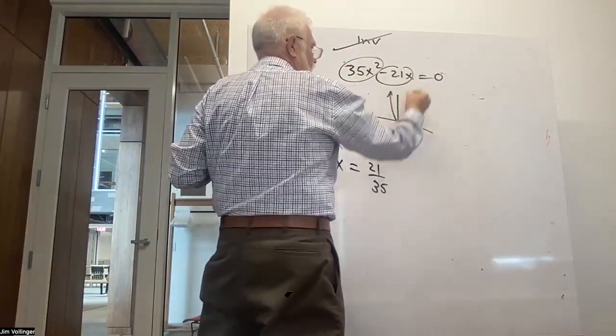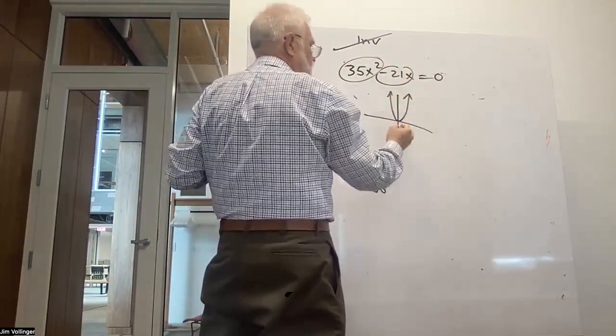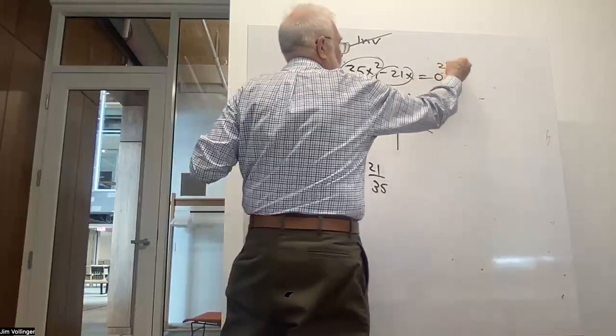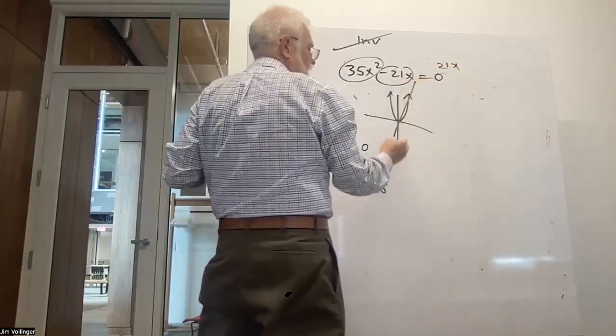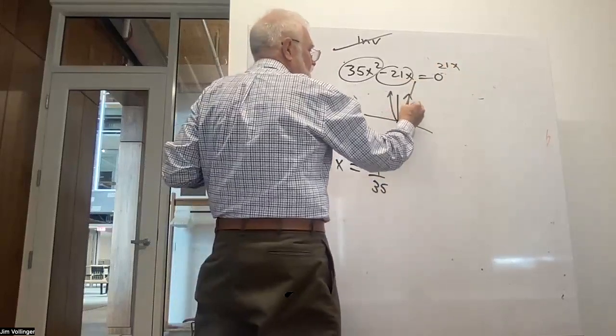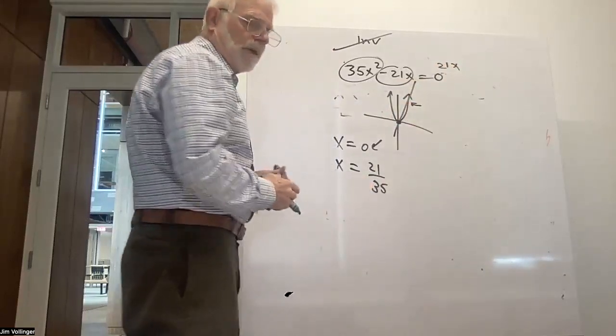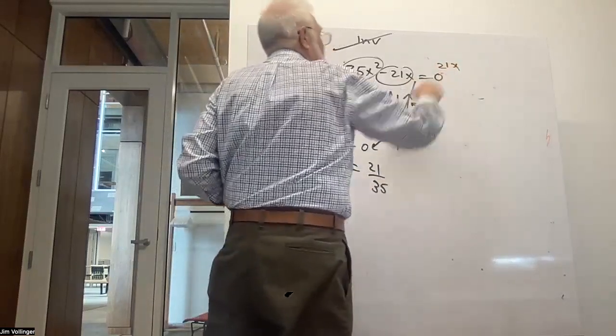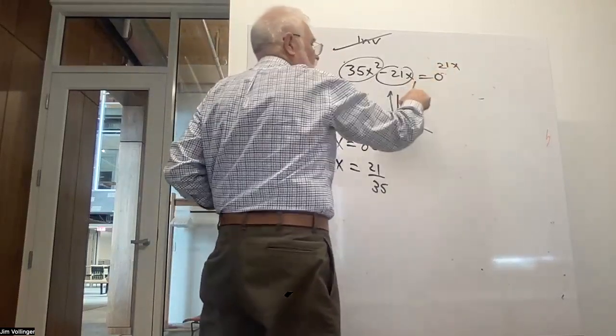35x squared is a narrow parabola. Minus 21x in this case is going down. Well, I'd have to put it on this side, right? Going up steeply. They intersect at 2 places. One of them is 0, and the other right there, 21 over 35 for x values. If you want the y value, you've got to plug in 21 over 35 here to find that y value.